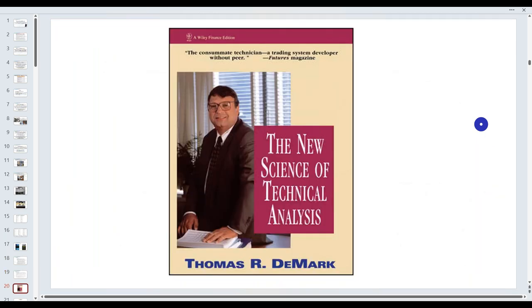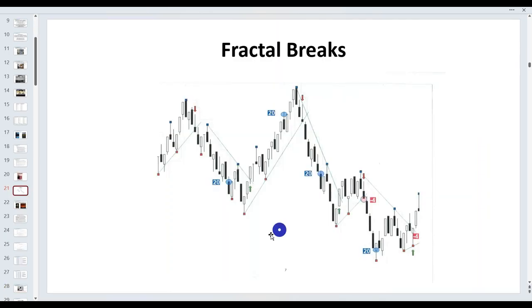If you go and look at Tom DeMark's book, Tom's a very well-known funds manager. He's written a couple of excellent books. He's even got a trademark on a trend line system. In my opinion, all they are is fractal breaks. But anyway, we came up with a great system for trading fractal breaks on any great trendy market. We have got a methodology for doing that. But this is only one of many.